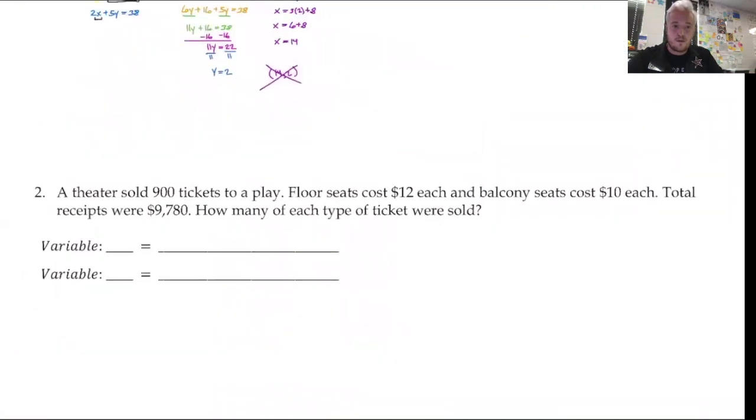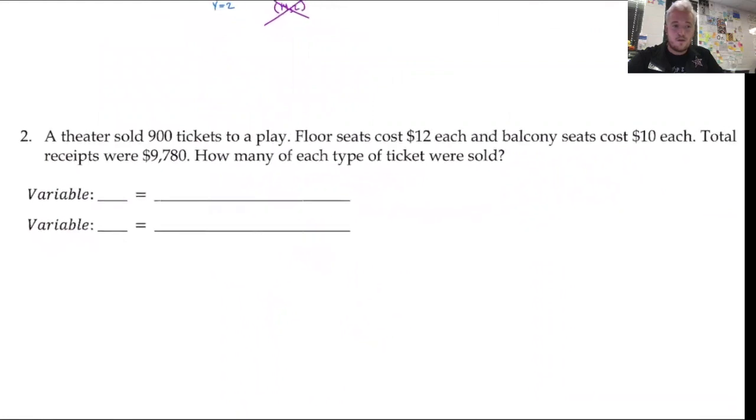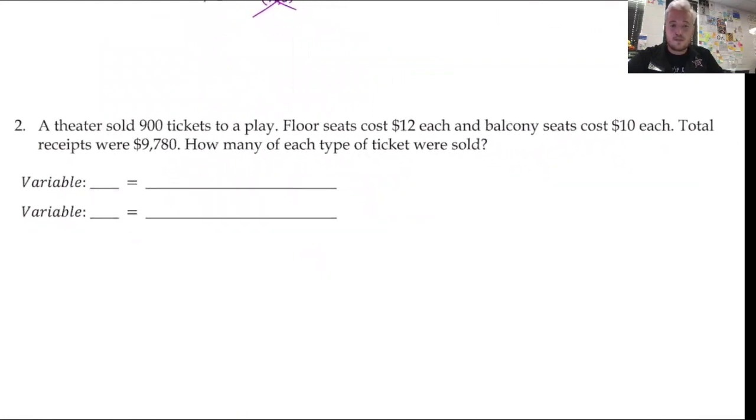All right, now looking at the second one here. A theater sold 900 tickets to a play. Floor seats cost $12 each and balcony seats cost $10 each. The total receipts were $9,780. How many of each type of ticket were sold?